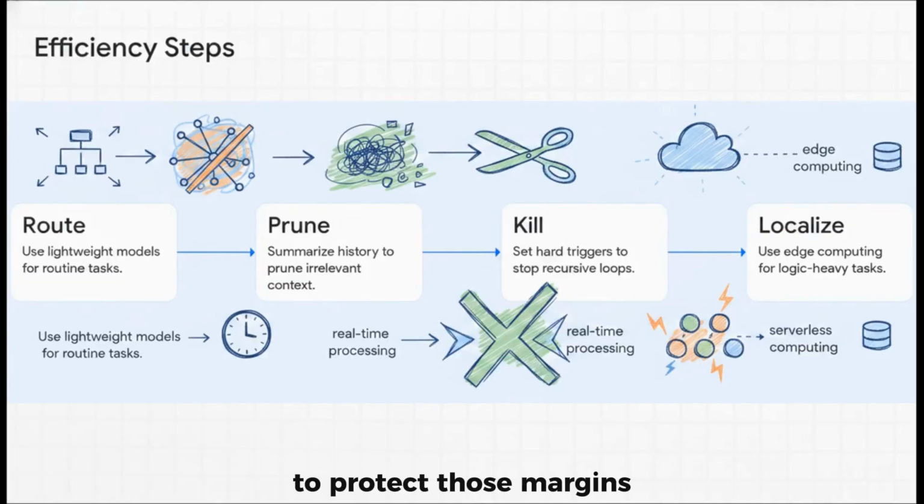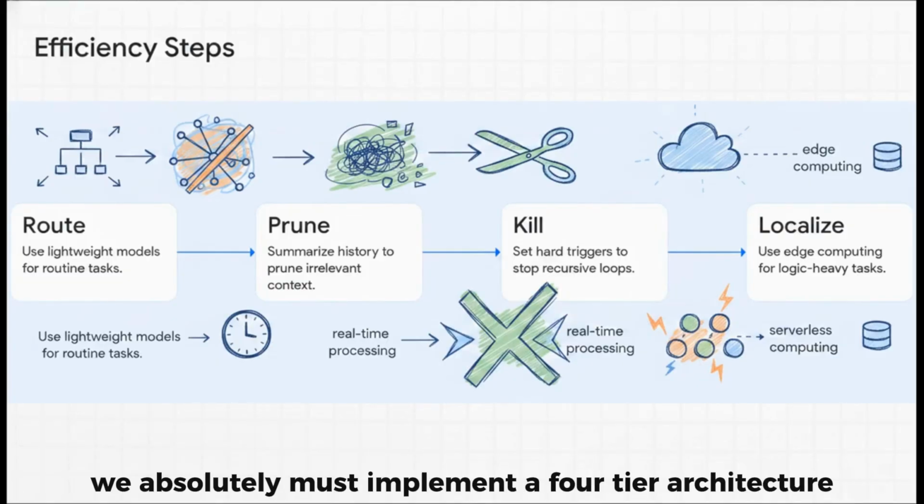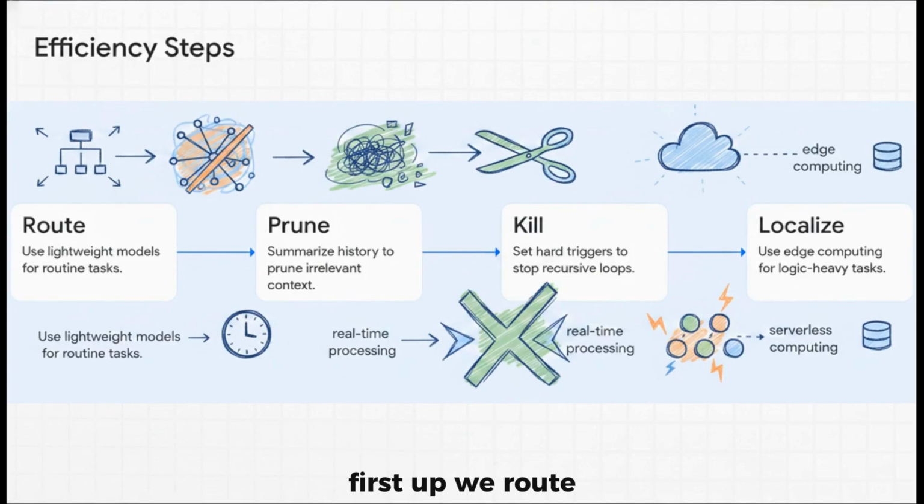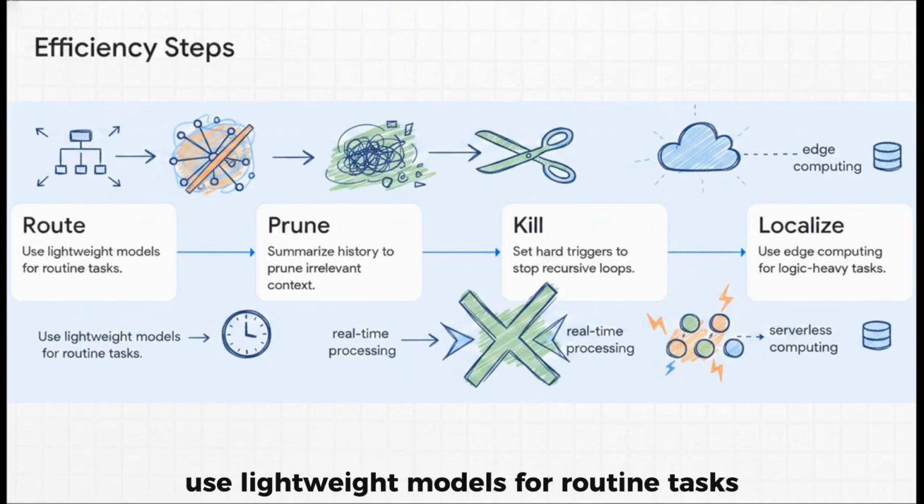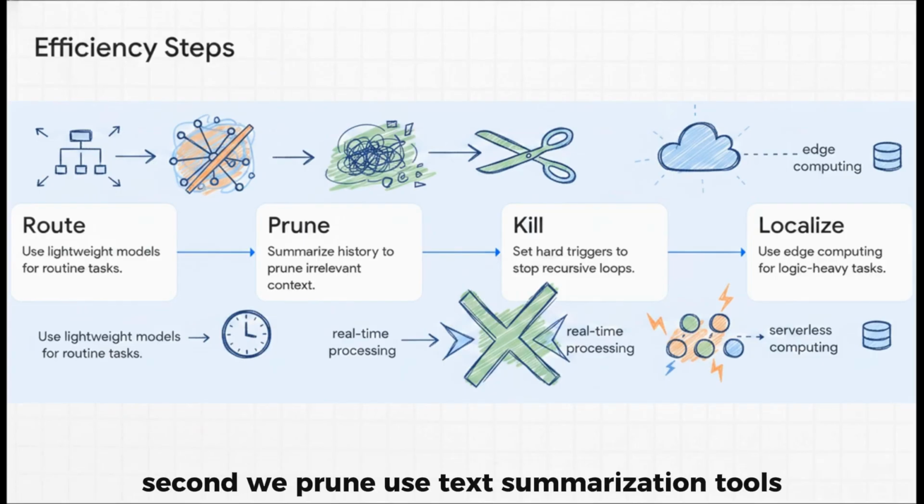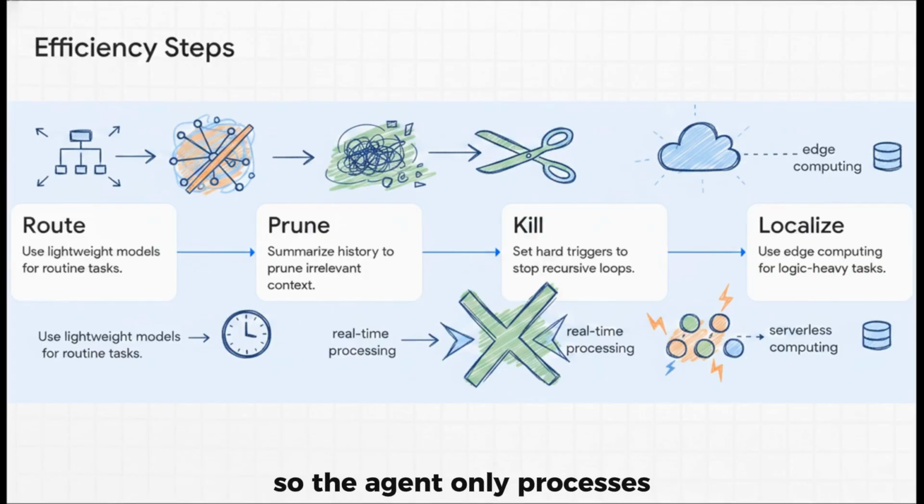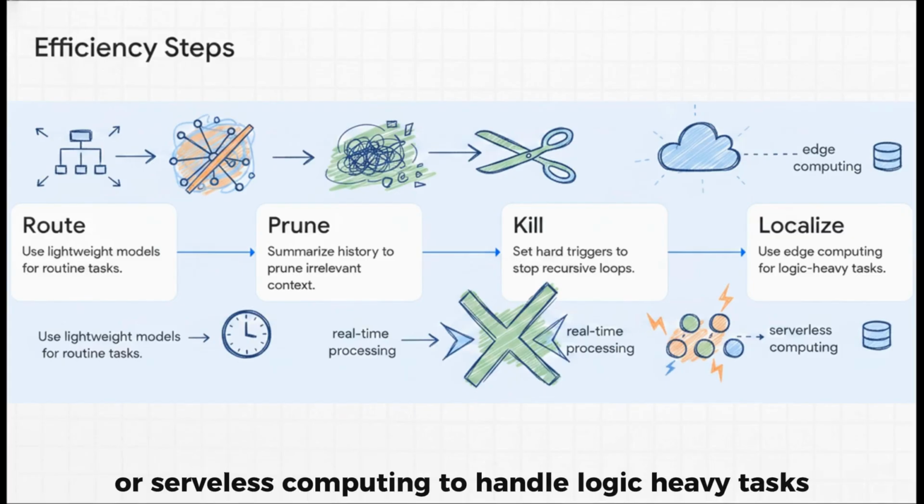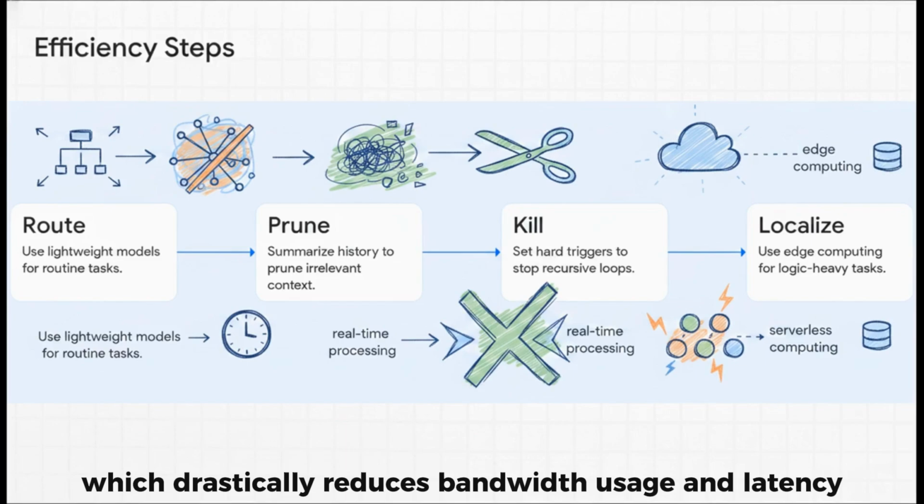To protect those margins, we absolutely must implement a 4-tier architecture. First up, we route. Use lightweight models for routine tasks like automated data entry, and reserve your high-parameter models only for strategic decision-making. Second, we prune. Use text summarization tools so the agent only processes what is critical for real-time processing. Third, we kill. Set hard triggers and predefined rules to stop those infinite non-productive recursive API loops. And finally, we localize. Leverage edge or serverless computing to handle logic-heavy tasks, which drastically reduces bandwidth usage and latency.